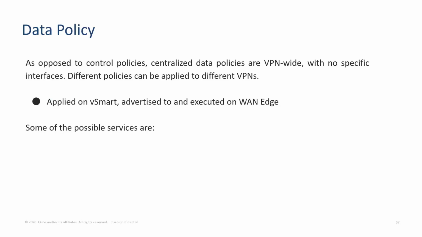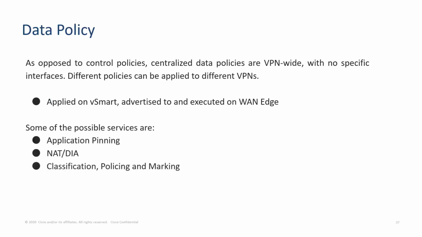Some of the possible services in a data policy are application pinning, meaning that you want to send a certain type of traffic on a specific transport. You can use it to leverage a local internet breakout to send, for example, cloud traffic and internet destined applications on your local breakouts. You can also do all of the traditional QoS stuff like classification, policing, and marking.